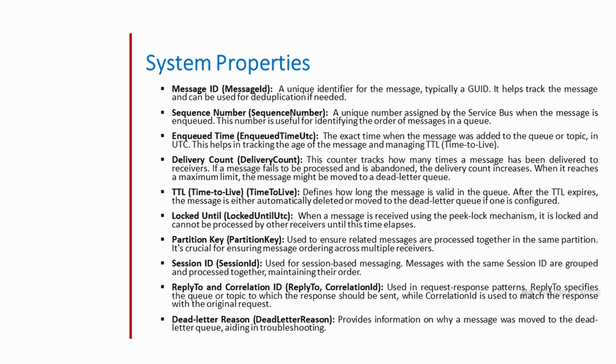Enqueue time: the exact time when the message was added to the queue or topic. This helps in tracking the age of the message and managing the TTL. Delivery count: this counter tracks how many times a message has been delivered to receivers. If a message fails to be processed and is abandoned, the delivery count increases. When it reaches a maximum limit, the message might be moved to the dead letter queue.